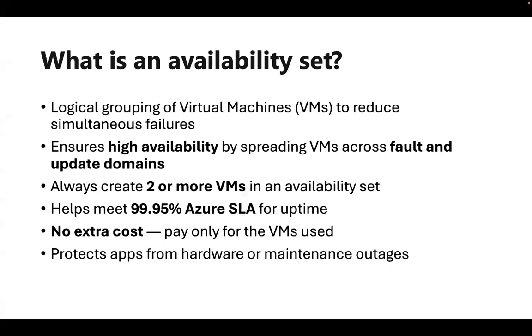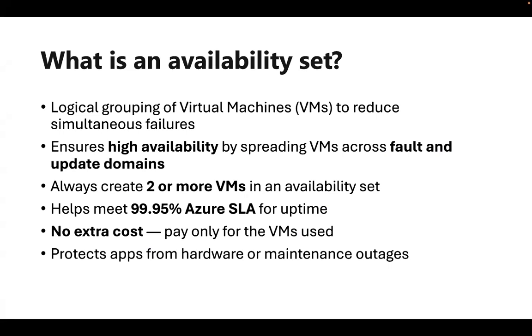Okay, now let's see what an availability set is. An availability set is a logical grouping of virtual machines to reduce simultaneous failures. It ensures high availability by spreading VMs across fault and update domains. I will explain the second line with a diagram on the next slide, where we will see what a fault domain is and what an update domain is.